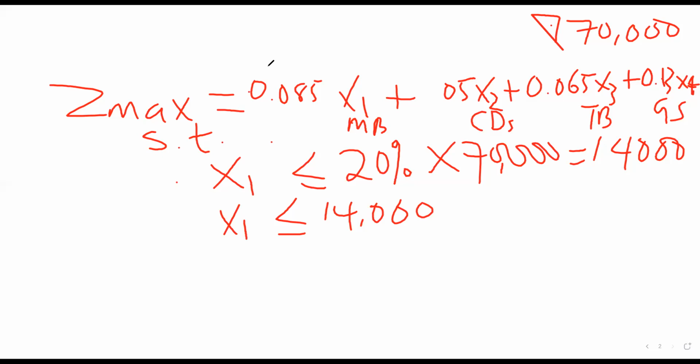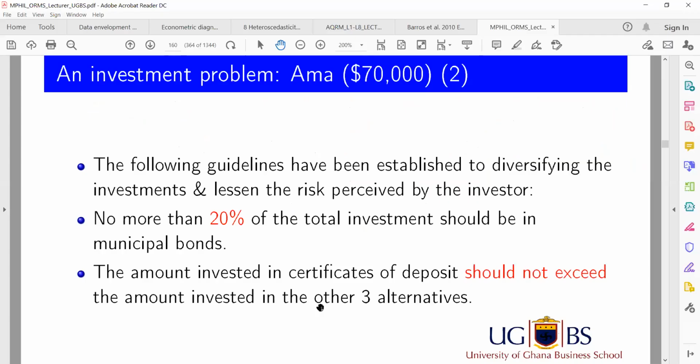Less than or equal to. Now, we know that it is X2, which is certificate of deposit. So X2 should be less than or equal to the other three investments. It says it should not exceed, or should be less than or equal to, the amount invested in the other three alternatives.